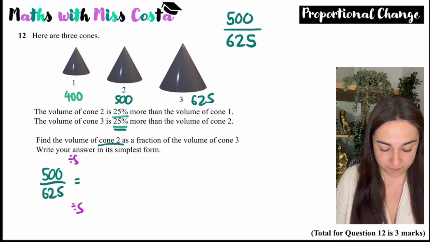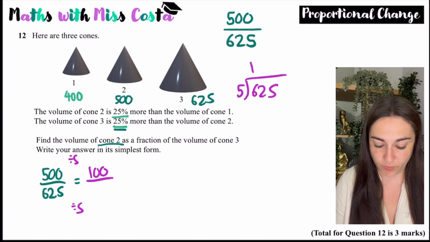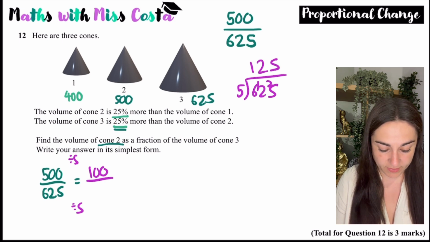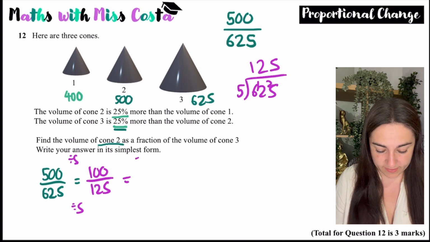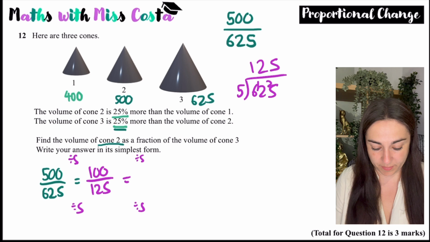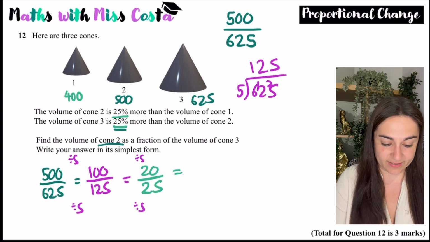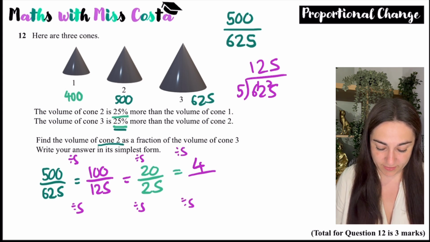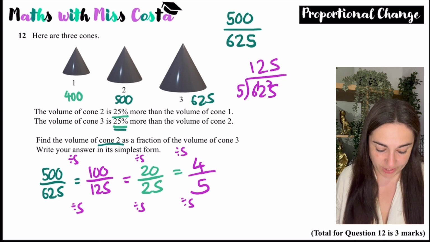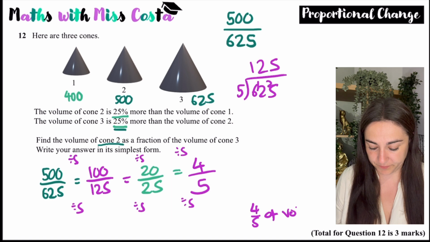So 500 divided by 5 is 100, and 625 divided by 5. 5s into 6 go once, remainder 1. 5s into 12 go twice, remainder 2. And 5s into 25 go 5. So that'd be 125. Then I can divide by 5 again. So 100 divided by 5 is 20, and 125 divided by 5 is 25. Again, I can divide by 5. So 20 divided by 5 is 4, and 25 divided by 5 is 5. So volume 2 is 4/5 of volume 3.